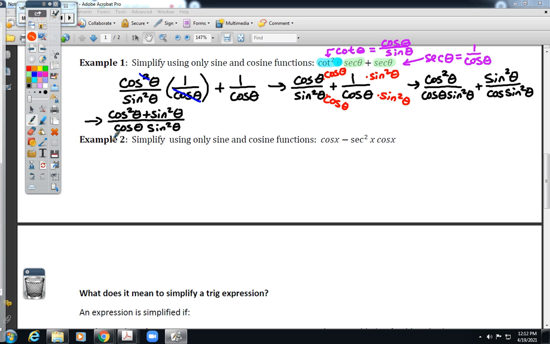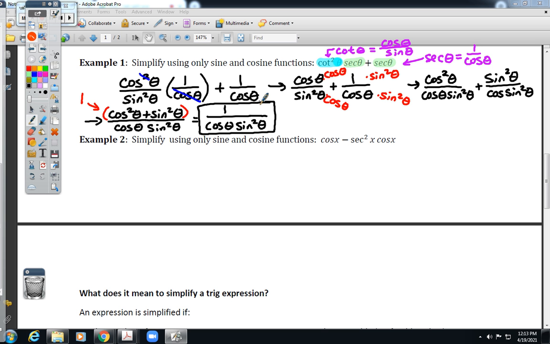According to our Pythagorean identities, cosine squared plus sine squared is 1. So we can replace the numerator with 1. So that is 1 over cosine times sine squared. We can't get it any nicer. In theory, we could rewrite it as something like secant over sine squared, but that's not really any neater. That is as simple as that expression can get.